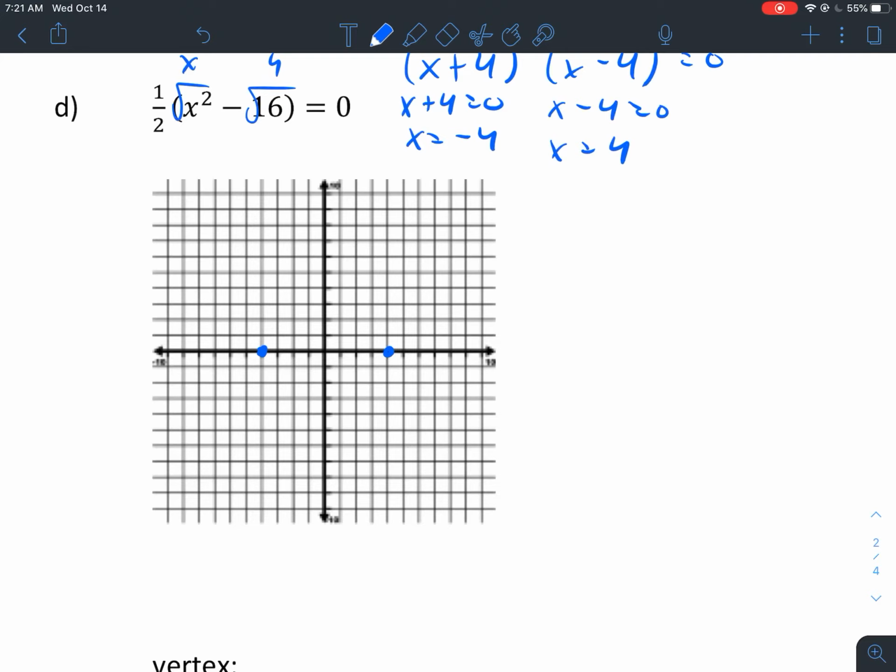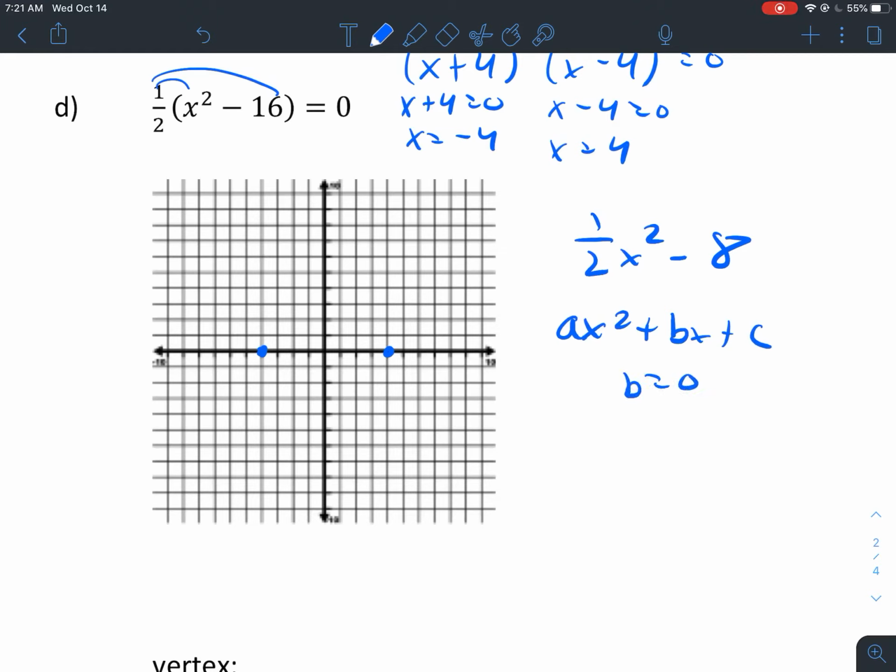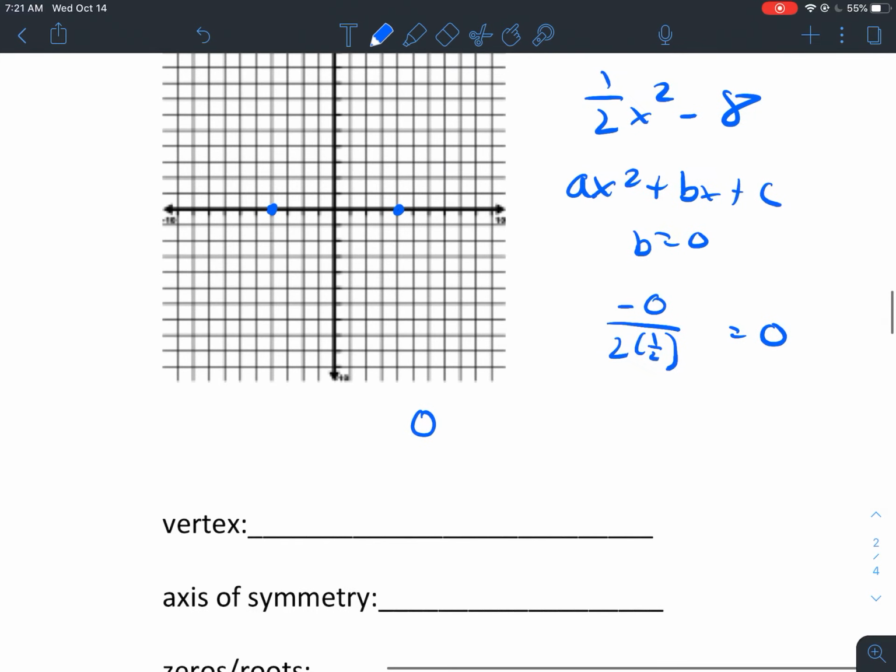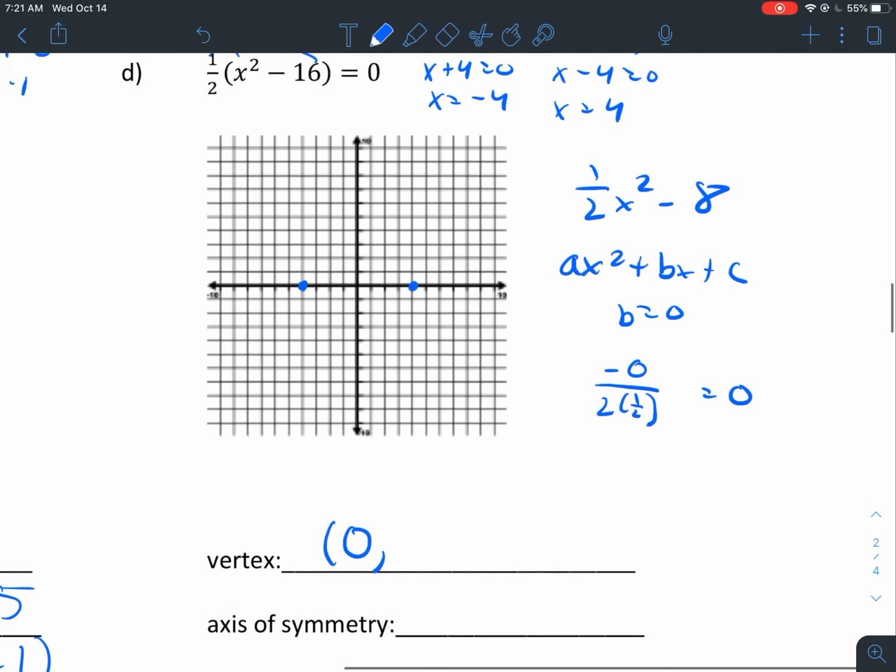We're almost in standard form. To get into standard form, all we have to do is distribute this. So you distribute that, you get 1/2 x squared minus 8. Normally we're in ax squared plus bx plus c. There's no b, so that means b equals 0. So we do negative b over 2a, which is just going to give us 0. Our vertex is going to be 0 comma something.